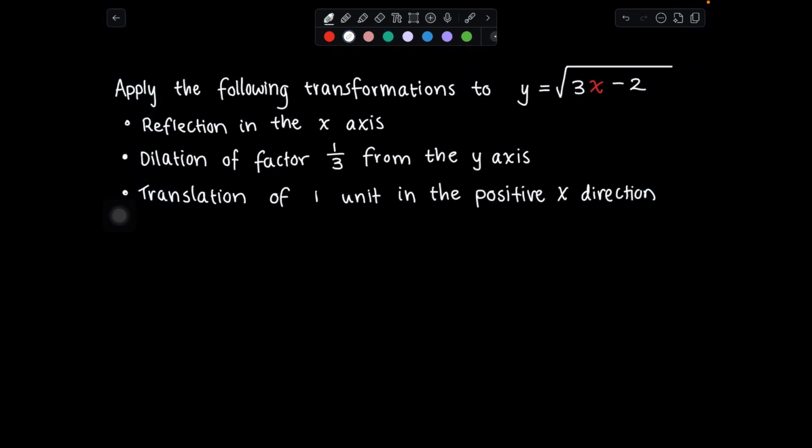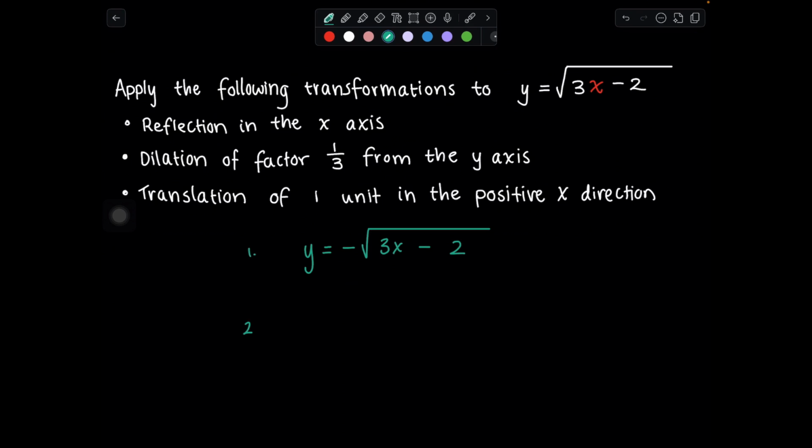Here we have a practice problem. Let's apply these transformations step by step. So first it wants us to reflect in the x-axis. To apply this, you multiply the entire graph by -1, and that gets you this. So that's our first transformation complete.